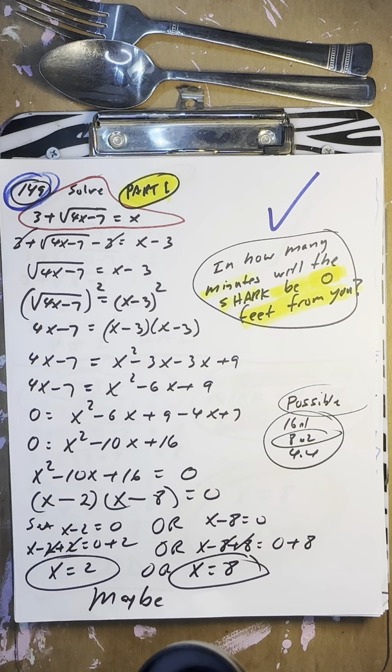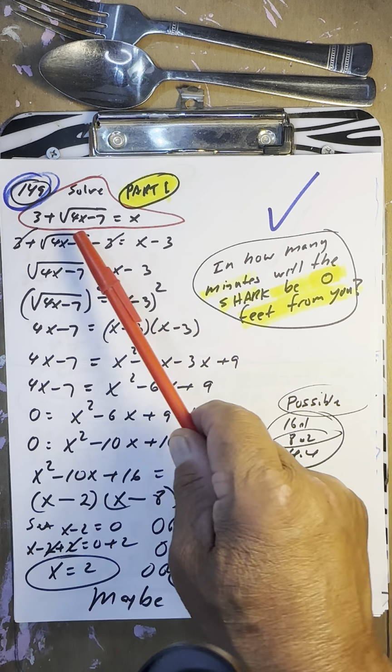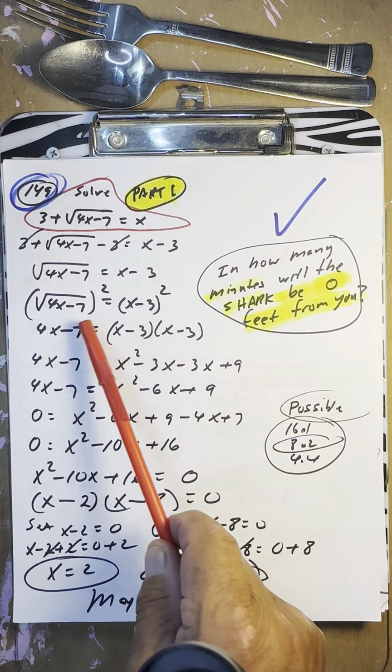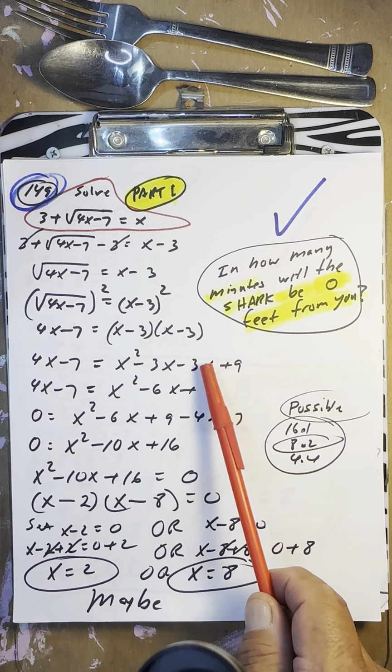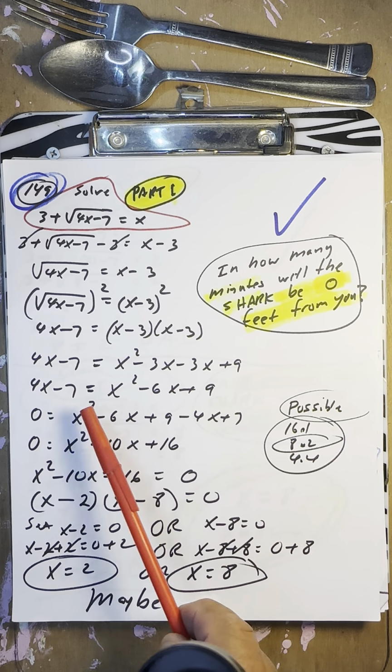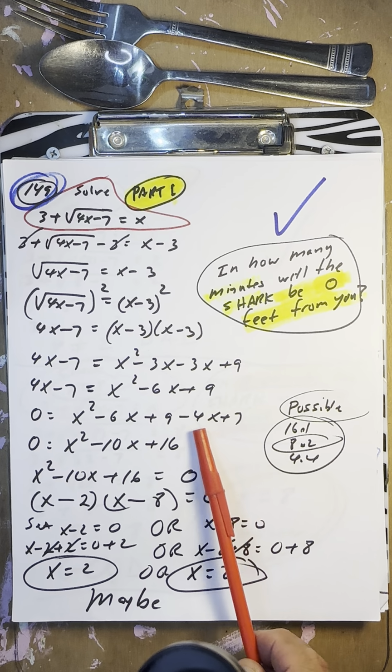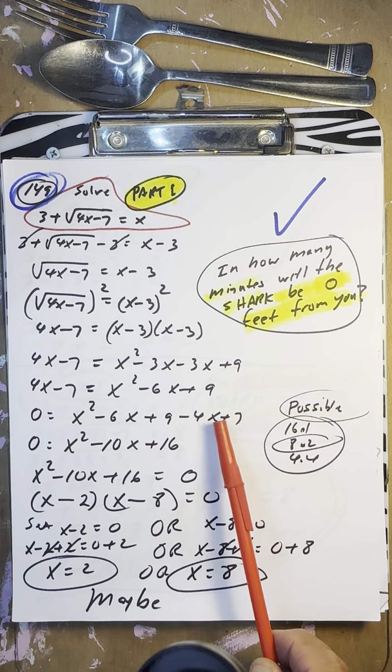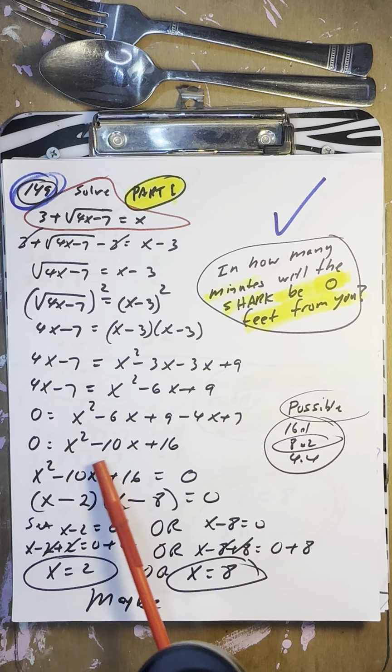This one, solve this. Holy cow. Okay. Bring this over here. Square both sides. x minus 3 squared is x squared minus 3x minus 3x plus 9. x squared minus 6x plus 9. And bring this over to this side. Now, change the signs. Plus, minus, minus, plus. Put them together.